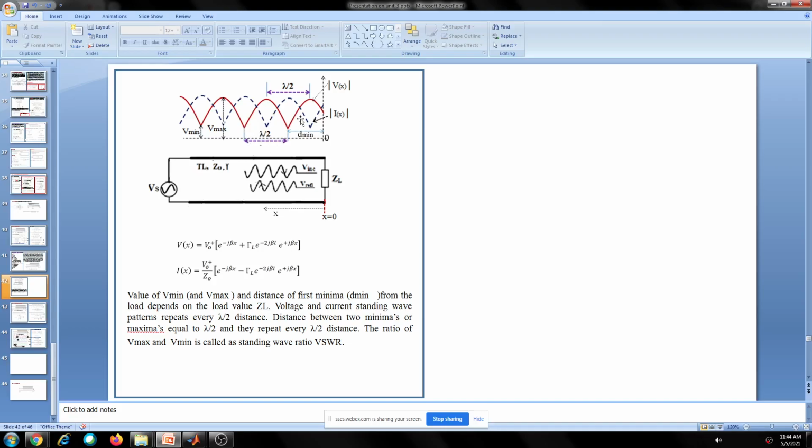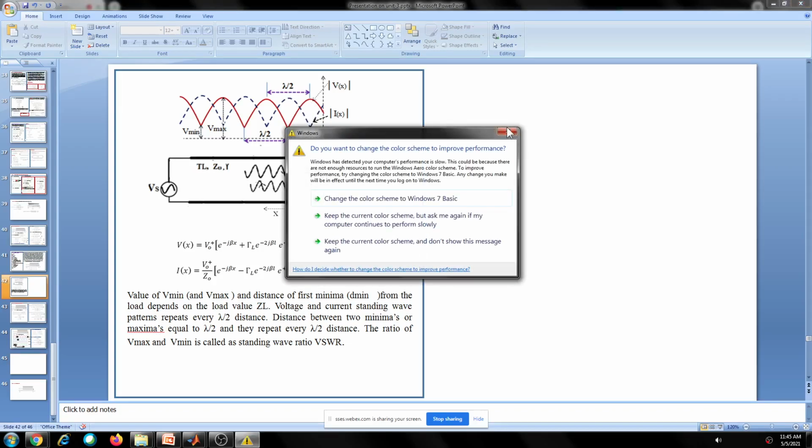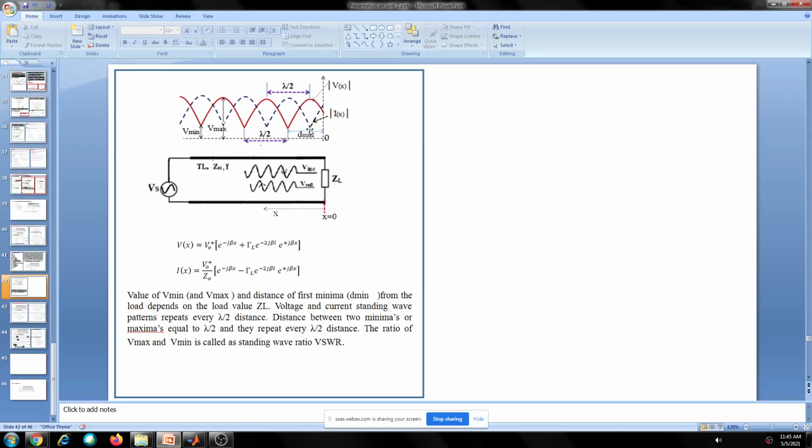The same thing happens for current also. Current varies opposite to the voltage variation. This is a current plot. Wherever voltage is maximum, current is minimum. Usually we plot the maximum. So this is called a standing wave pattern on the transmission line. It is called a standing wave because the addition of these two waves results in a standing wave on the transmission line.